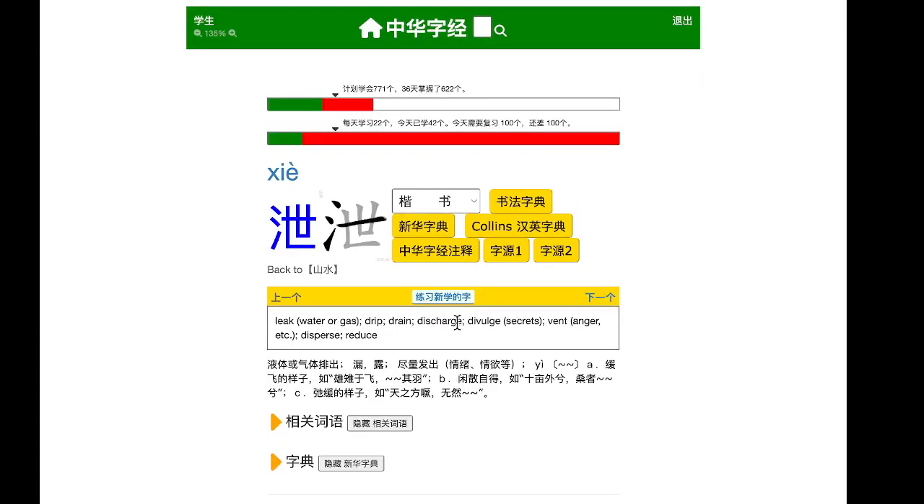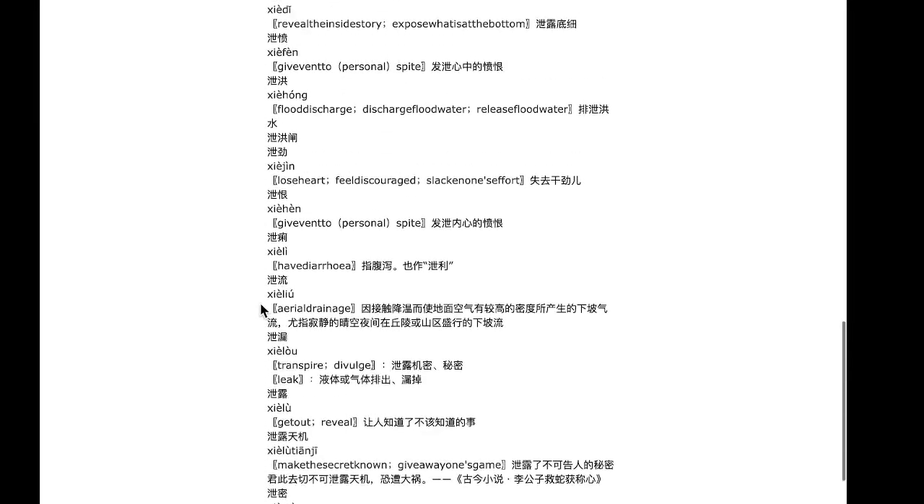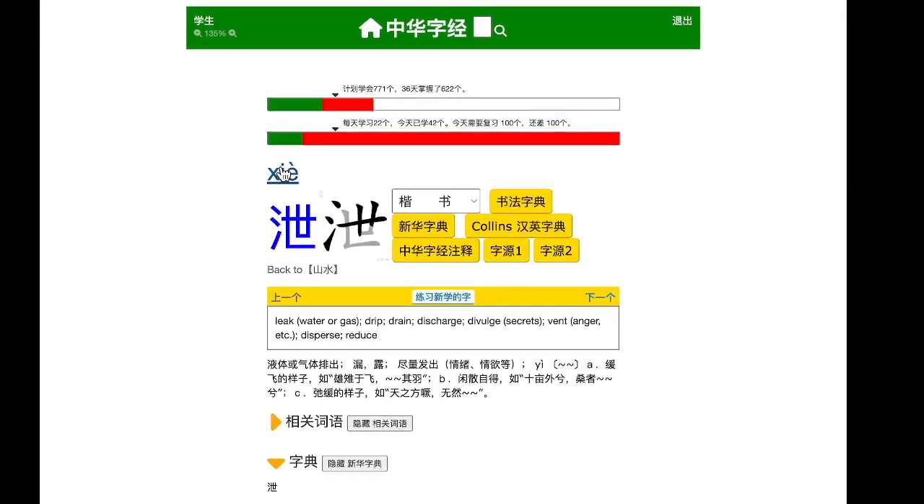泄 means a leak of water or gas, a drip, drain, or discharge. Divulge, secret, disperse, or reduce. For venting your emotions, 发泄. 泄气 could be deflating, like literally deflating, or it could be to lose heart, like when your spirits and your motivation leaked out. 泄怒 is like leaking anger. It's like when you take out your anger on someone or something.